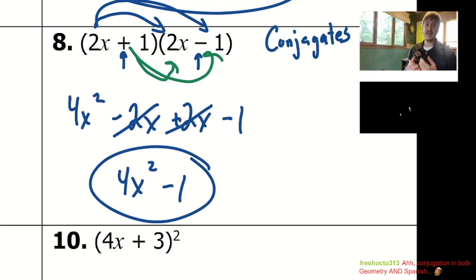There's nothing saying you need to necessarily remember that. For anyone going on to Algebra 2, and especially in calculus, we do use conjugates a lot in calculus. So they're definitely good to know.